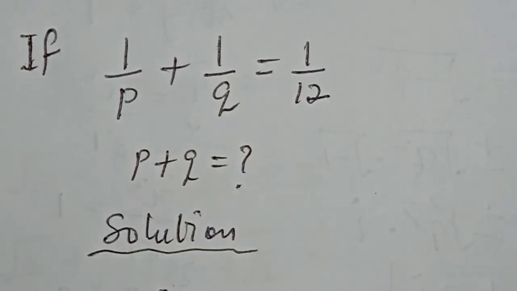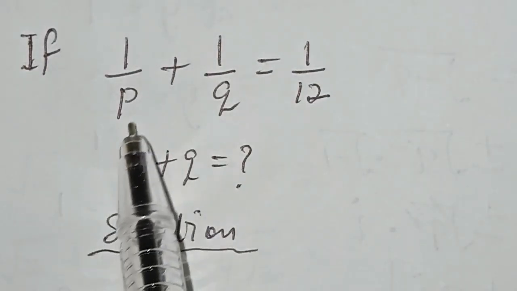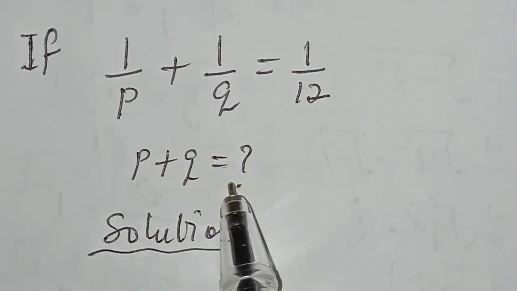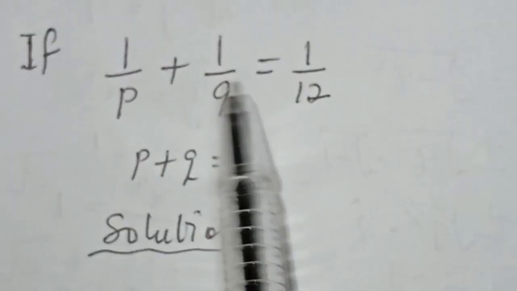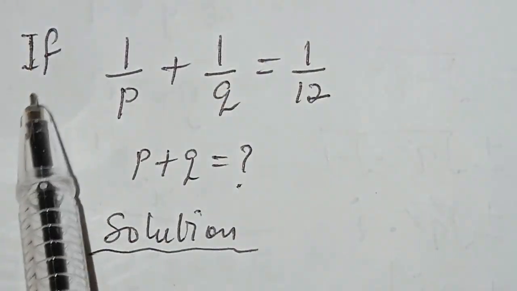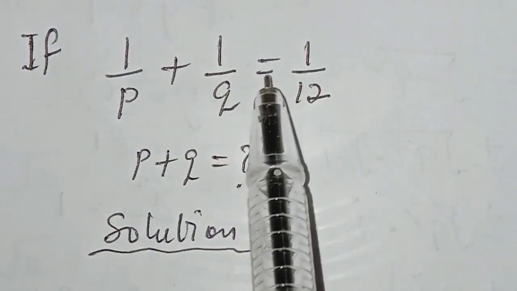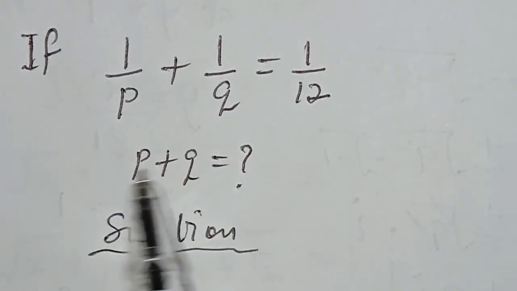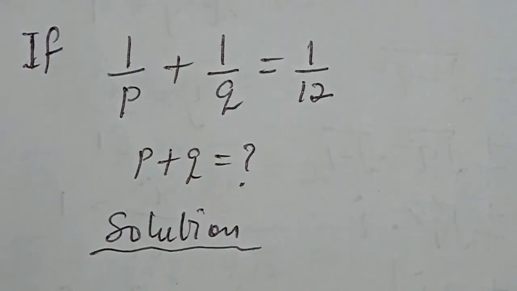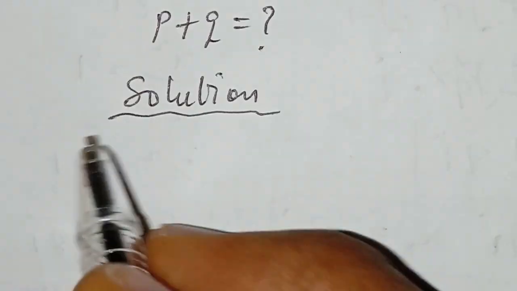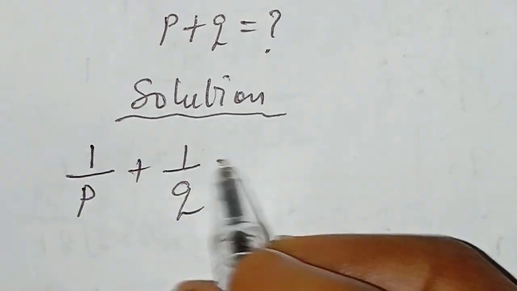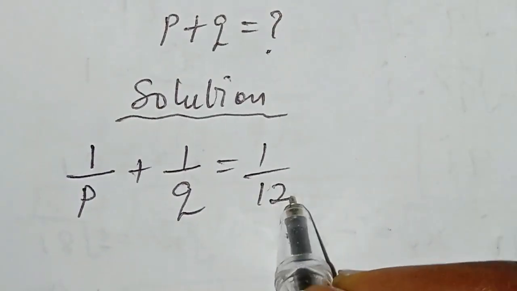Hi everyone, in today's lesson we want to solve for the value of P plus Q in this given problem. If 1 over P plus 1 over Q is equal to 1 over 12, what will be the value of P plus Q? Solution: we have 1 over P plus 1 over Q equal to 1 over 12.